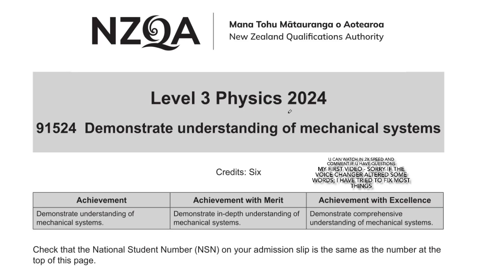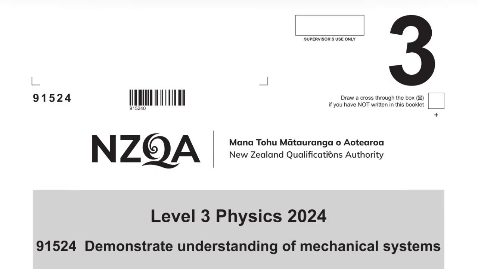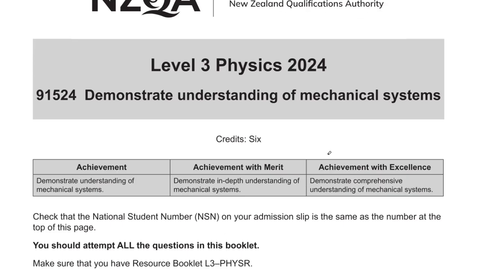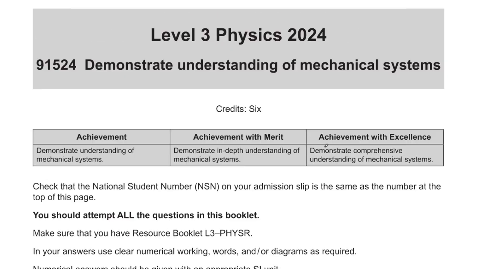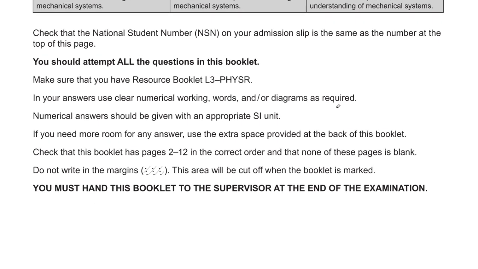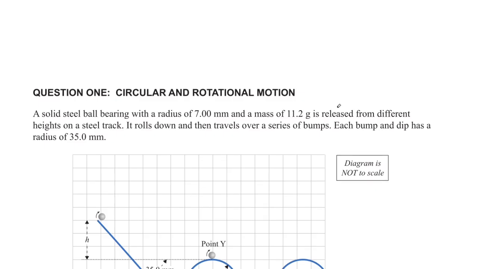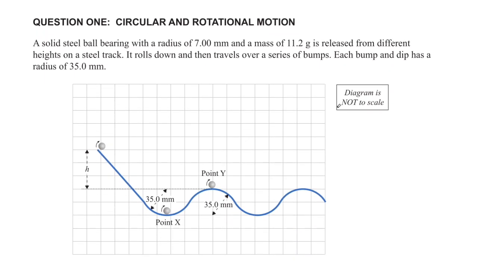Hello, everyone, and this is a run-through of the Level 3 Physics Mechanics paper, 2024. If you've never taken an NCEA exam before, this is basically what the paper cover looks like, but I'm going to keep scrolling down so that we can go straight into the question.